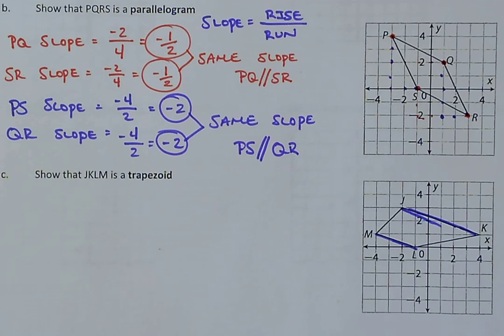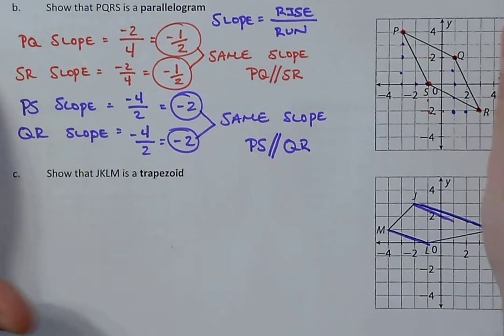So, you can either use the slope formula, y2 minus y1 over x2 minus x1, or you can use the concept of rise over run to find your slope to answer your question. So, that is example 1 for today. All we have left is example 2.